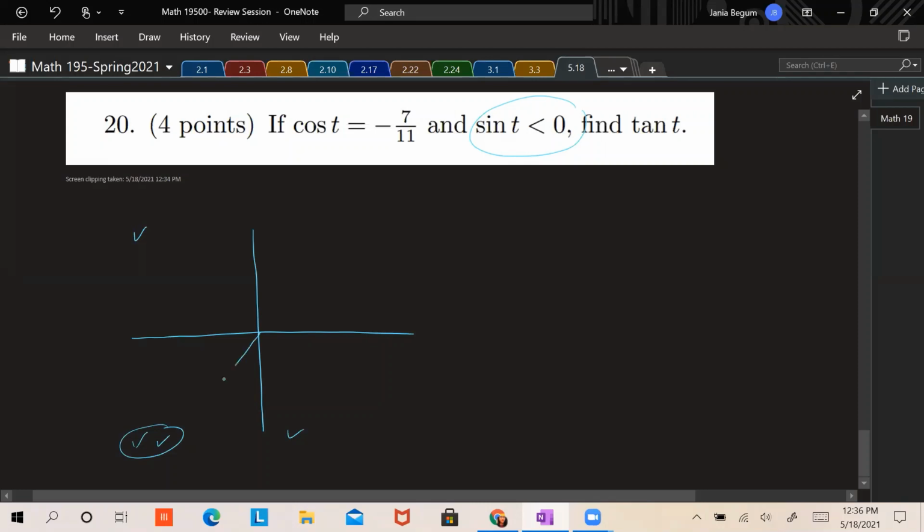So here's our right triangle. And t is this angle from the origin. And we're given cosine of t. So cosine is adjacent over hypotenuse. So this is opposite. That means this is adjacent, this is hypotenuse. So now you have to figure out what the missing length is. The missing length is the opposite. So how do we find the missing length?